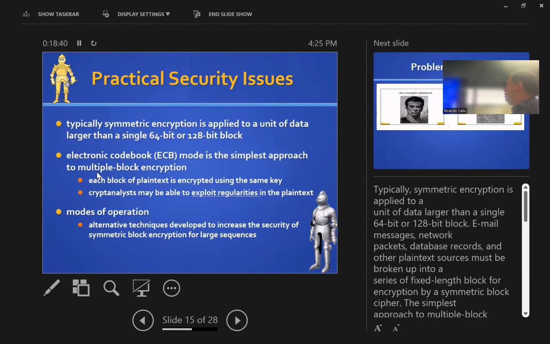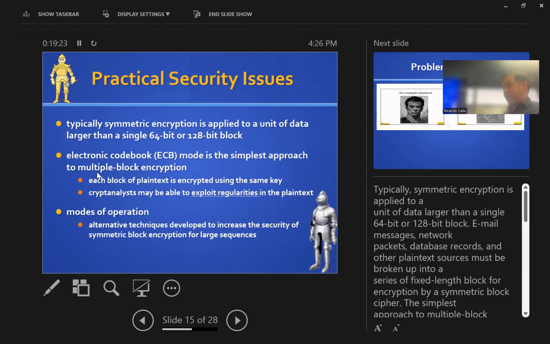Okay, so some practical security issues. Typically symmetric encryption is applied to a unit of data larger than a single 64-bit or 128-bit block. We've talked about ECB. Remember the difference between ECB and CBC. Electronic codebook is the simplest approach to multi-block encryption, right? And we've seen several examples of this. Each block of plain text is encrypted using the same key, but cryptanalysts may be able to exploit regularities in the plain text, right? So we saw that. That's the image example.